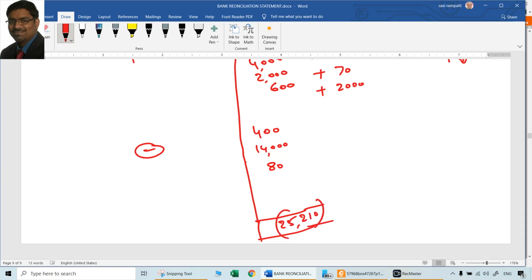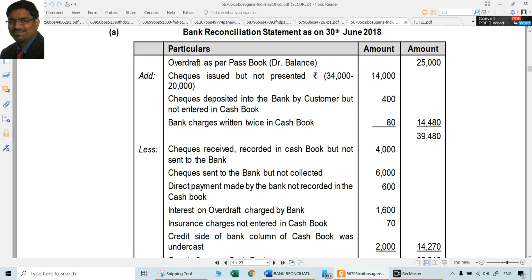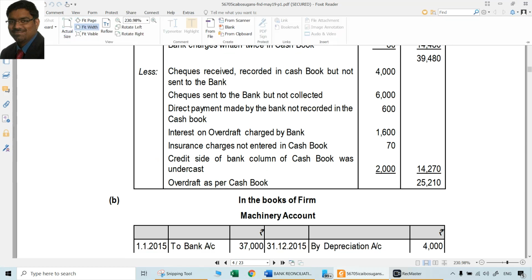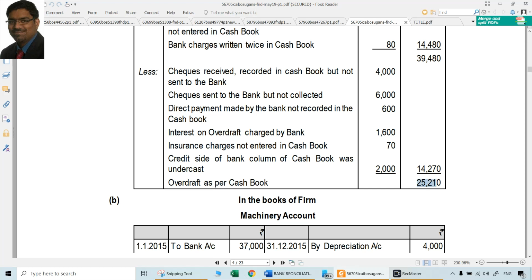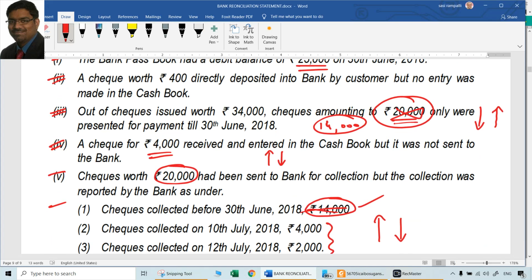25,210 negative. That means overdraft balance as per cash book. So for the cash book balance, we can write in the bracket overdraft, but just show it as negative balance, 25,210. That's all. That should be the final balance as per cash book. So that is the same answer, 25,210. So this is how the adjustments have to be made.